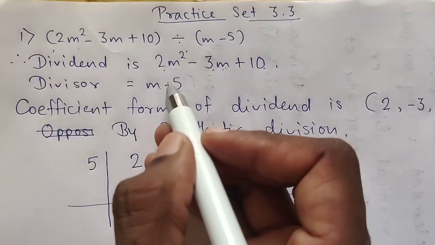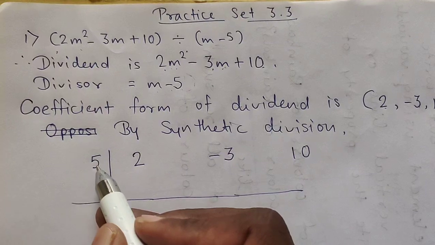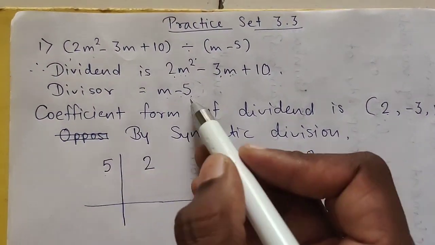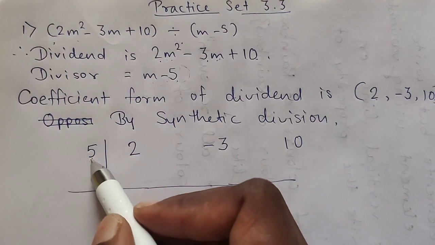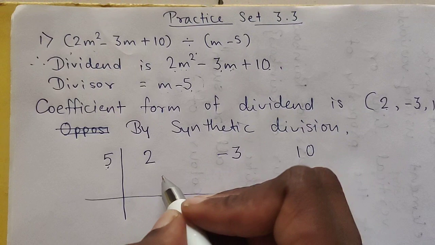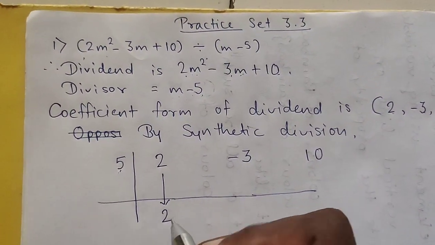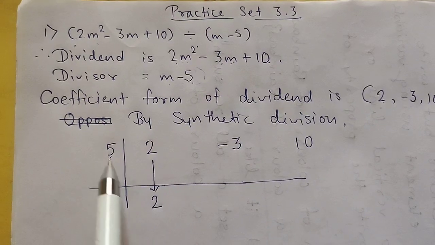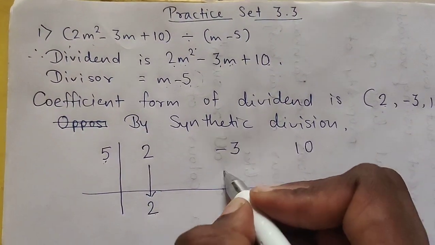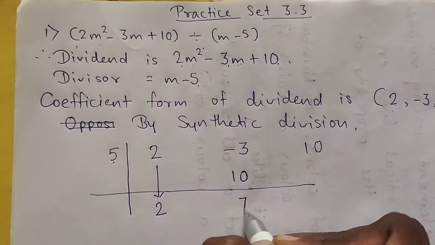Remember, whatever is here, if it is plus 5, write here minus 5. If it is minus 5, you are going to write here 5. So that is you have to write opposite sign of your divisor here. Okay. Now let us see how to do synthetic division. Your first term will be as it is, that is 2. Now multiply this 5 with this 2. So 5 2s is what? 10. Okay. Now 10 minus 3 you are going to get 7.